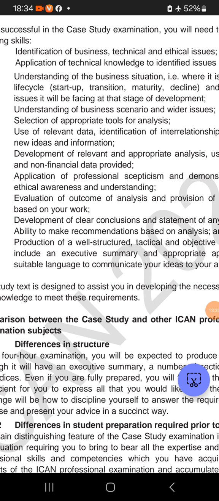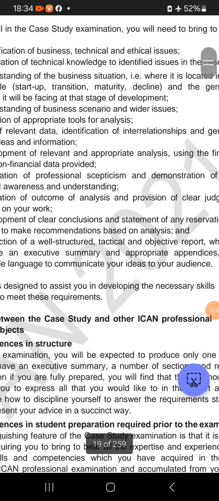These are your ability to bring out relevant data, your use of relevant data, and identification of interrelationship. Do you understand it now? The interrelationship between the scenarios that will be given to you, between the case materials that will be given to you, and your ability to generate new ideas is very, very important.